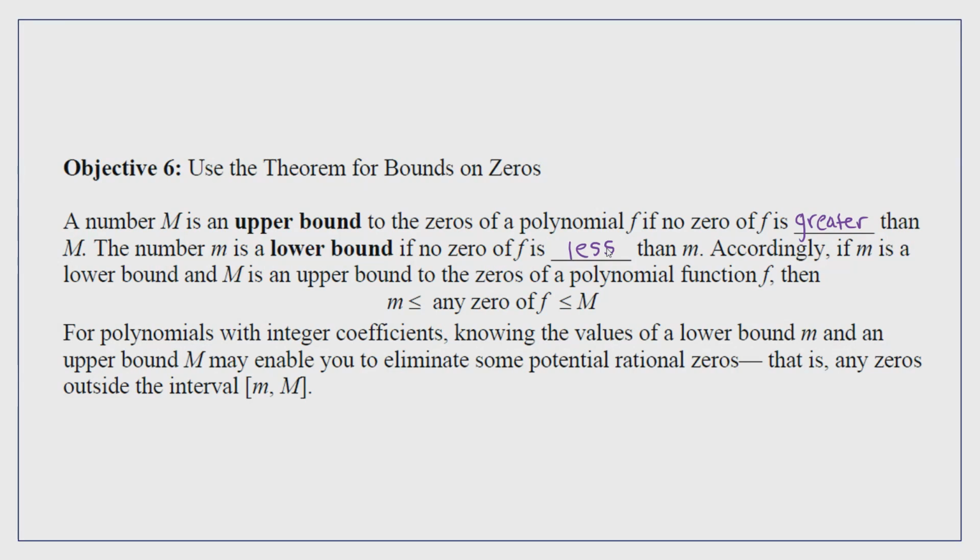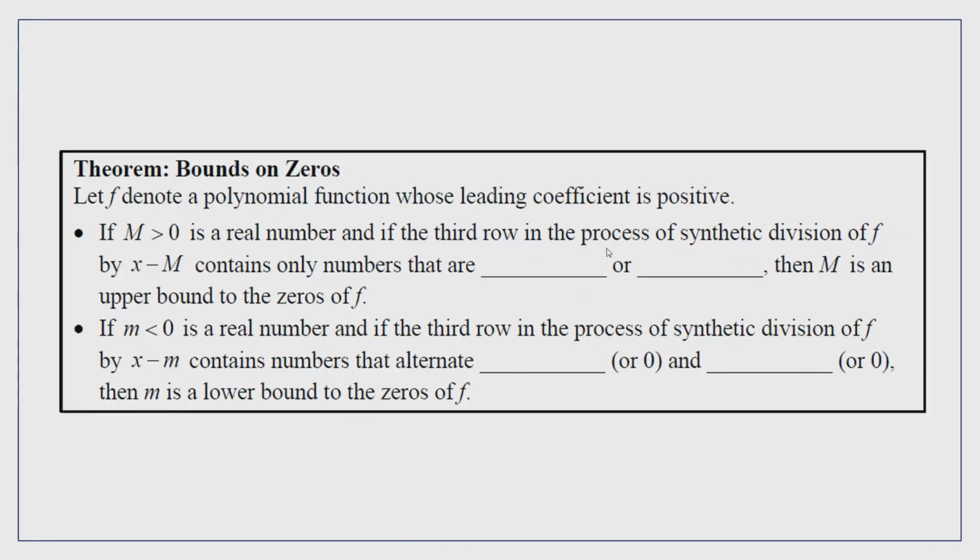For polynomials with integer coefficients, knowing the values of a lower bound lowercase m and an upper bound uppercase M may enable you to eliminate some potential rational zeros. That is, any zeros outside of the interval lowercase m, capital M. Now, I probably read all that and you're like, okay, cool. What does that mean? Well, let's go into the theorem.